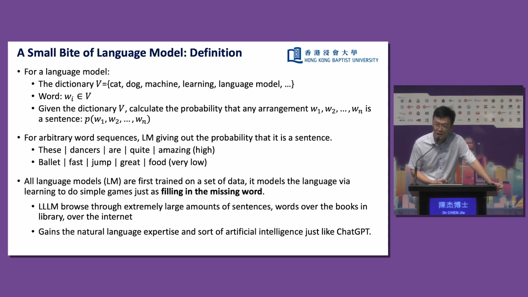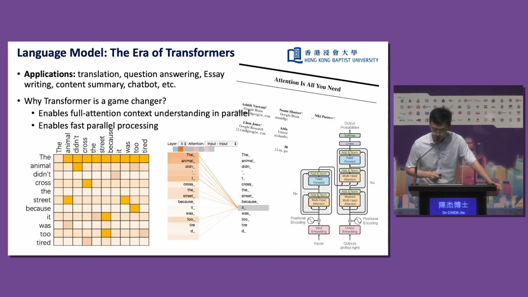Okay, so ChatGPT, at its core, is simple, right? You give me a sentence, and then I will give you a probability: what will be the next word that has the highest possibility of actually being the next. All right. So with large language models, we can do a lot of downstream tasks, and they include language translation, question answering, essay writing, content summary, and chatbots, etc.